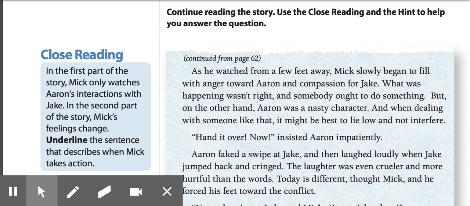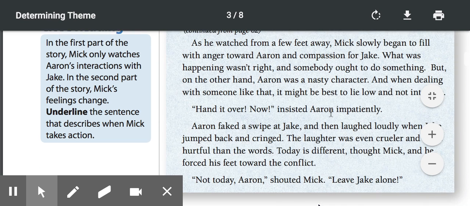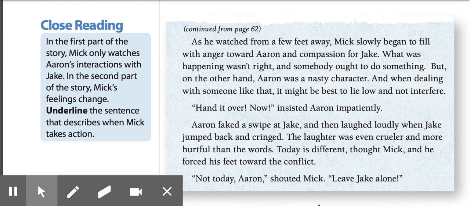Okay, continuing. As he watched from a few feet away, Mikey slowly began to fill with anger towards Aaron and compassion for Jack. What was happening wasn't right, and somebody ought to do something. But on the other hand, Aaron was the nastiest character, and when dealing with someone like that, it might be best to lie low and not interfere.